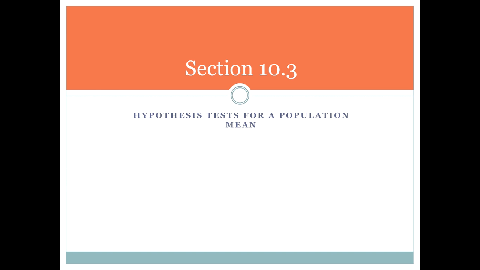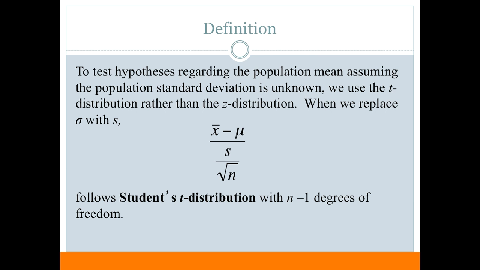All right, now let's take a look at section 10.3, which talks about hypothesis testing for a population mean. So a couple of definitions. This is a reminder of student's t-distribution from the previous chapter.